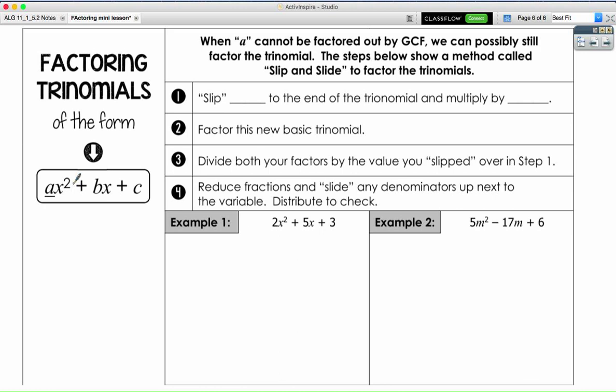And then we also talked about this other way where you could do the slip, factor, divide, bottoms up. It's not really the name for it, but it's really the process. So if you choose that method, you slip a to the end and multiply by c. Factor the new basic trinomial, divide both your factors by the value you slipped in step 1, and then reduce the fractions and slide any denominators up to the variable, distribute, and check. So we have this one, and we're going to try guess and check on this first one, and then we're going to try the kind of trick on example 2.